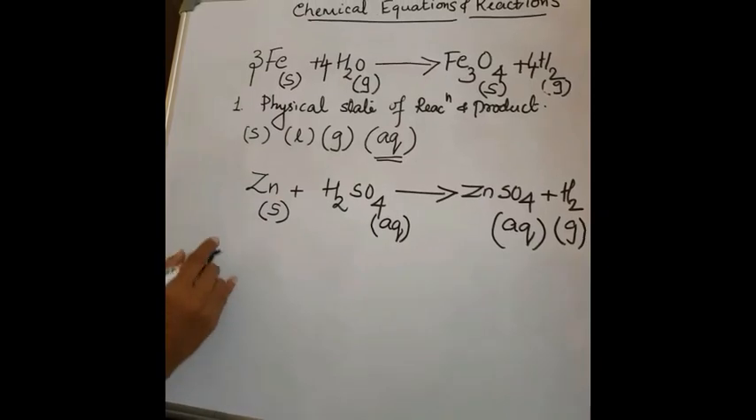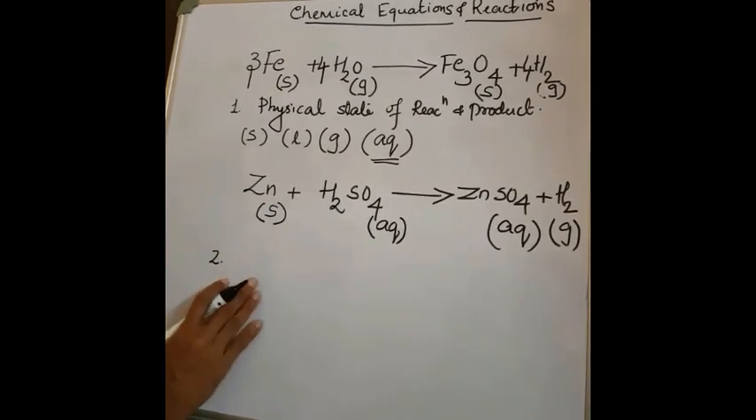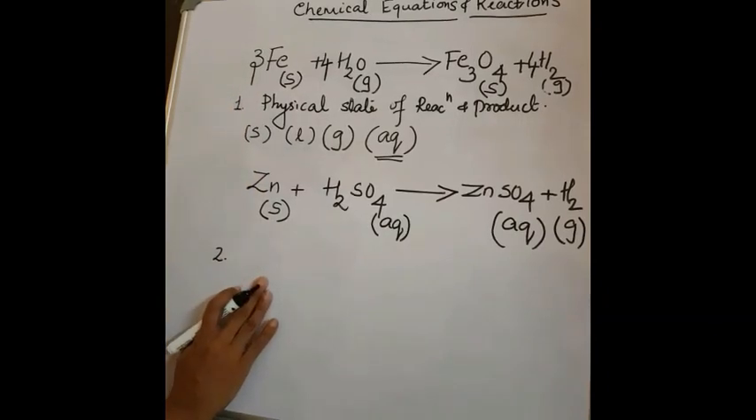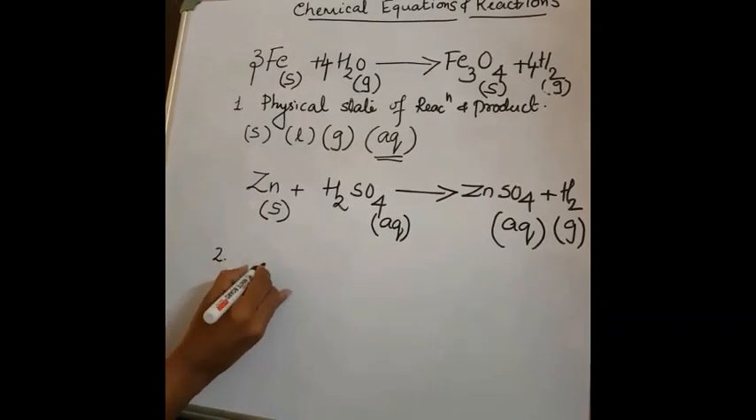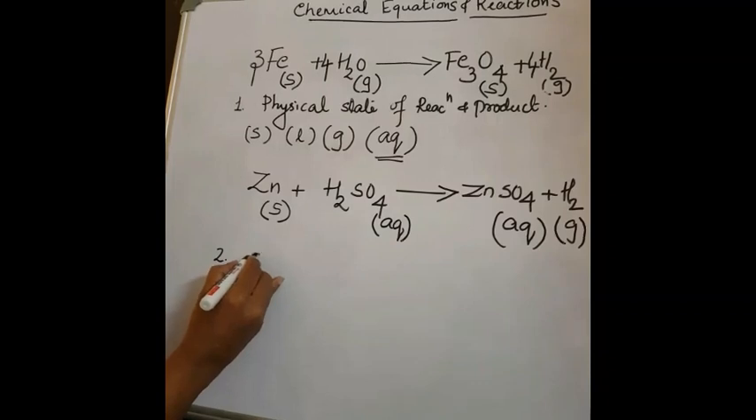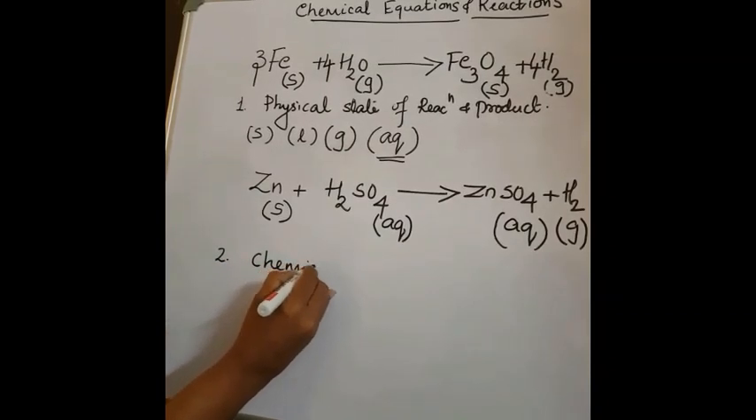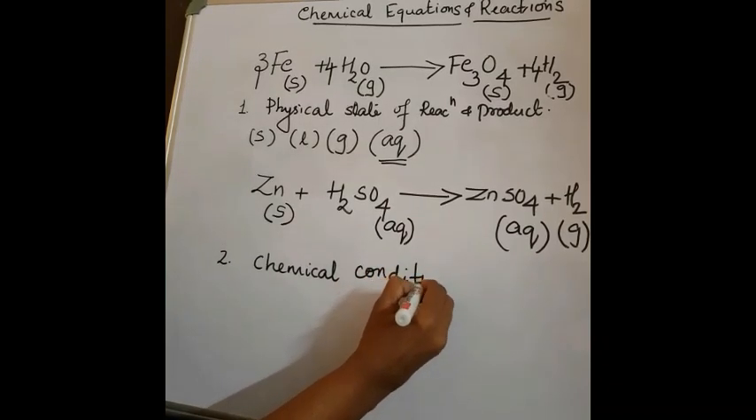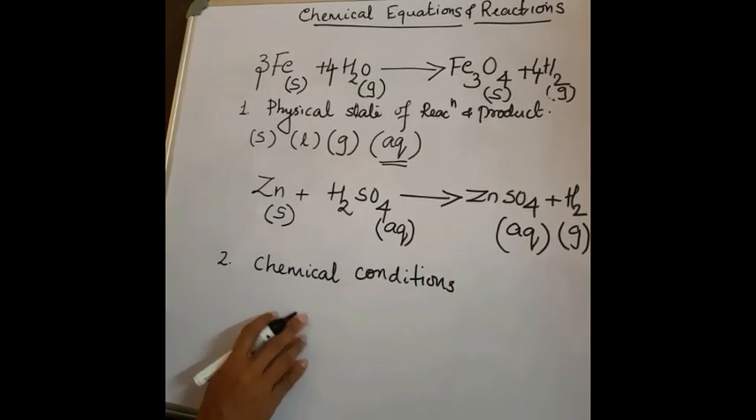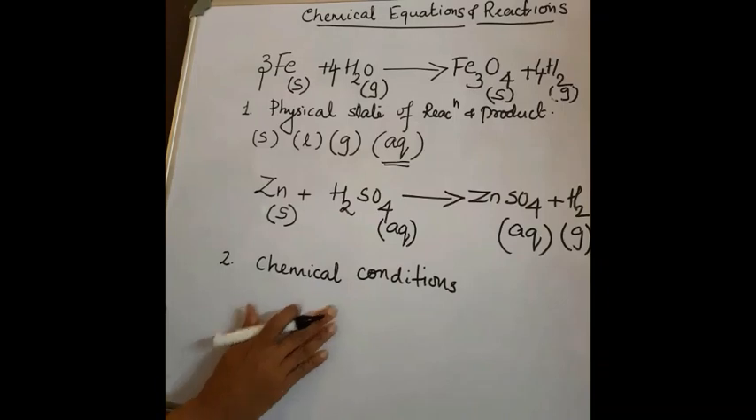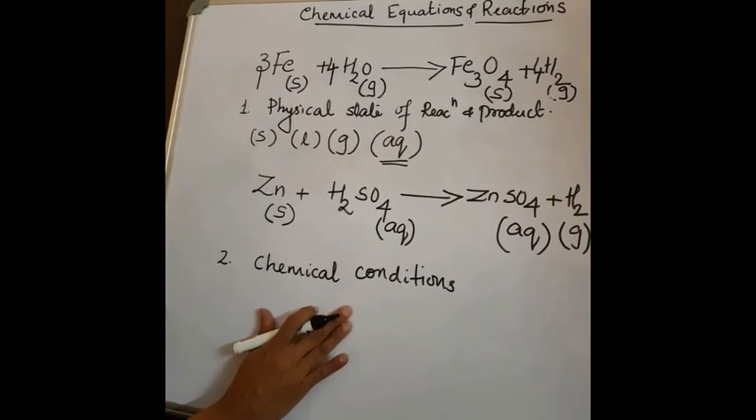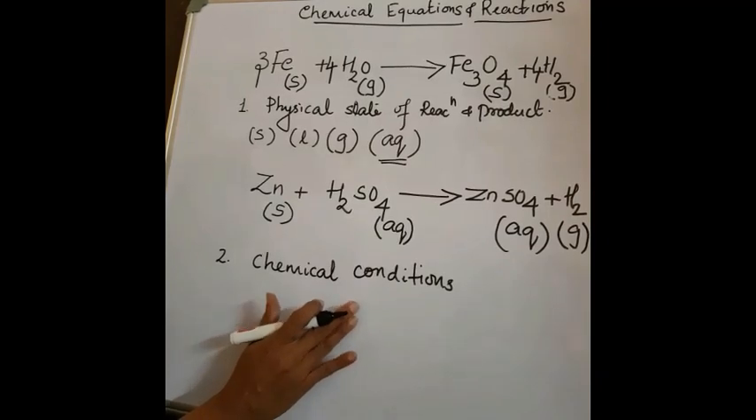Okay. Now what about the second method? Second method is we can represent the chemical equation by stating the chemical conditions. Now what do you mean by chemical conditions? Chemical conditions means the conditions in which the reactant gets converted to product. Now there are mainly three types of conditions.